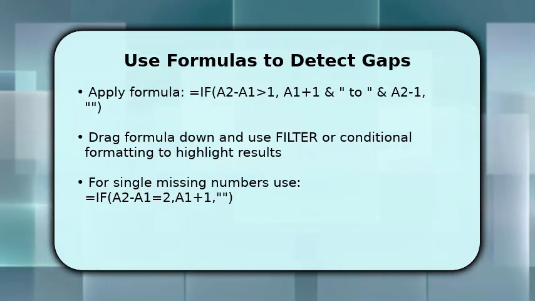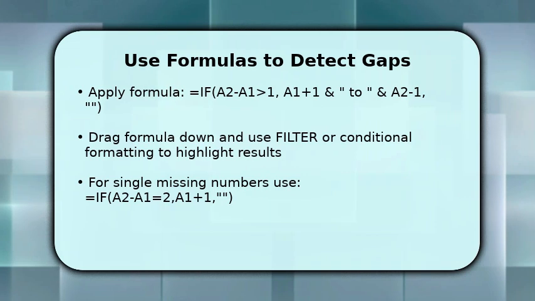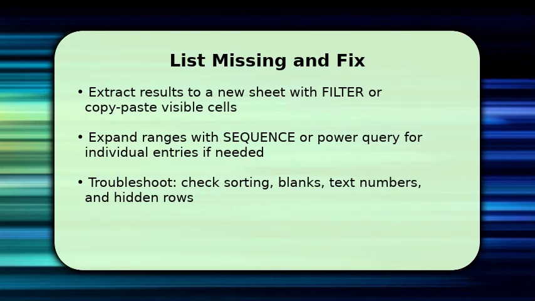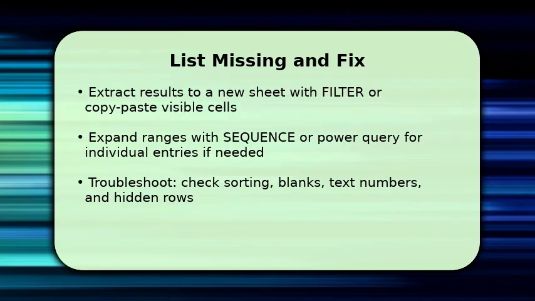Finish by exporting the detected gaps into a clean sheet so you can restore or investigate them. If you need every missing ID separately, use sequence on each range or run Power Query to expand ranges into individual rows. This turns 5 to 8 into 5, 6, 7, 8.